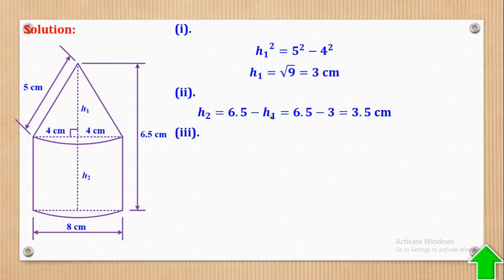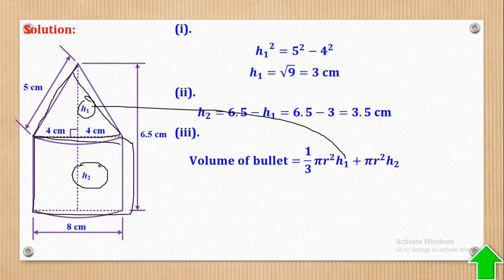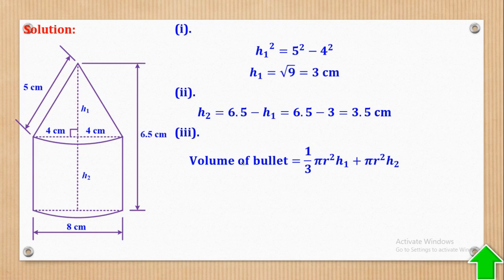So next is to get the volume of the bullet. So volume of the bullet is equal to volume of the conical part plus volume of the cylindrical part. So volume of a cone is a third pi r squared h. In this case h is h1, that is why we're putting here h1. Then for the cylinder, volume is pi r squared h. So h in this case is h2. But radius is the same for all.